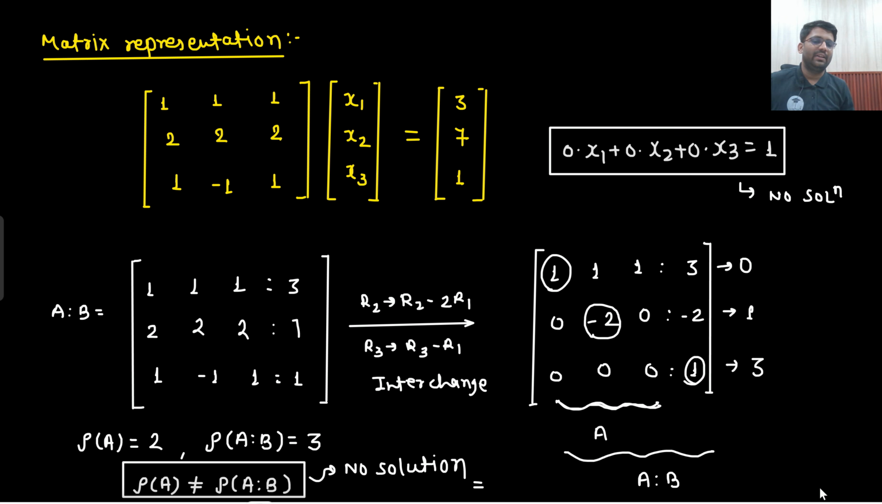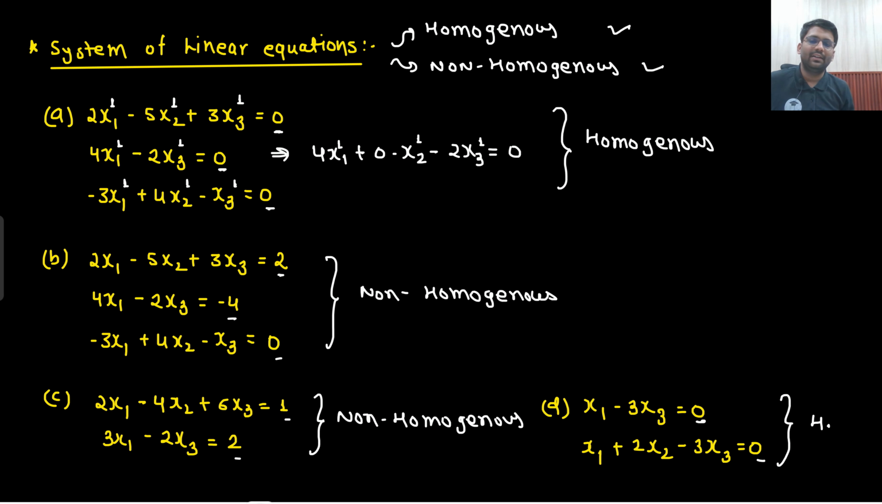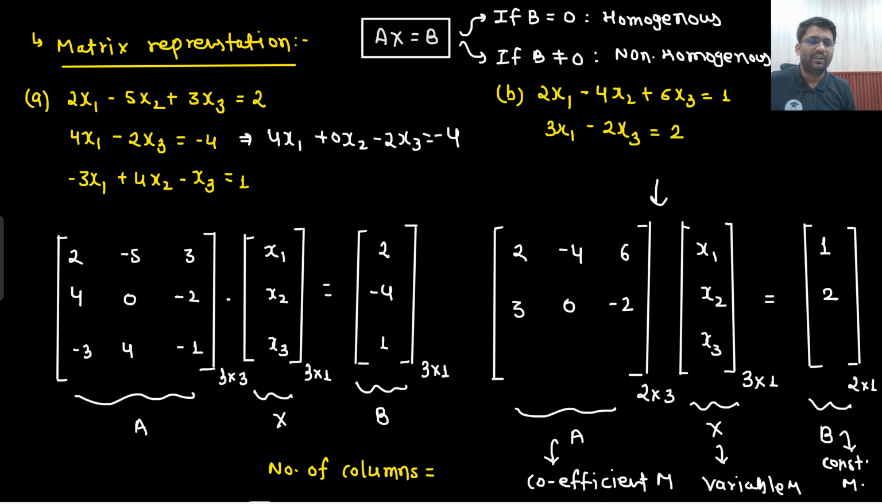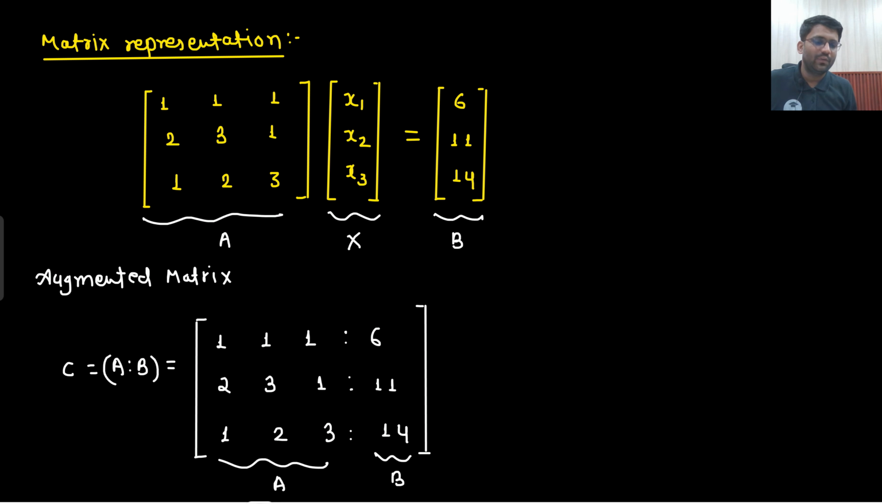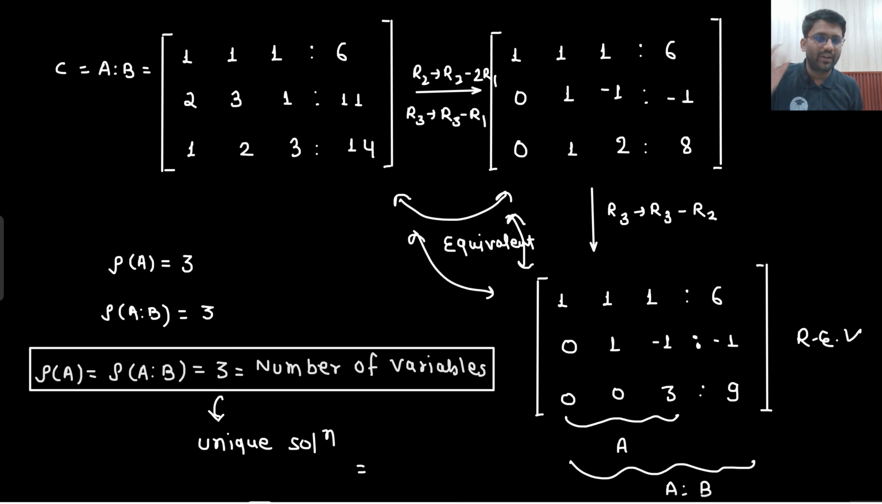So 3 conditions we have seen. Let's revisit all the 3 conditions. We started from here. We understood the meaning of a linear equation, homogeneous, non-homogeneous, whatever it was. Then we started solving the first equation. We got to know that we are getting the unique solution, and along with that we saw one more thing: the rank of A is equal to the rank of A augmented B, and that is equal to the number of variables. That means there will be a unique solution.